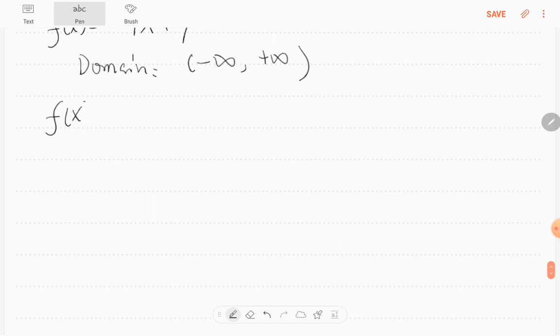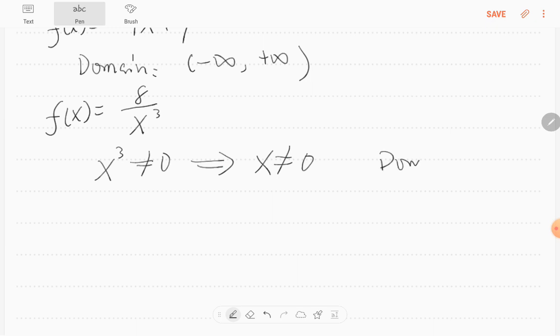f(x) = 8 over x cubed. For this one, again, x cubed cannot be 0, right? x cubed is not 0, that means x is not 0. So this is the domain. If you want to use interval notation, it would be negative infinity to 0, union 0 to positive infinity.